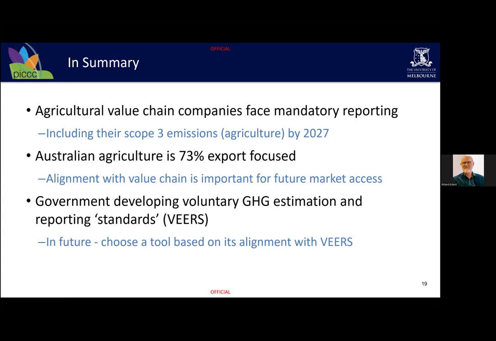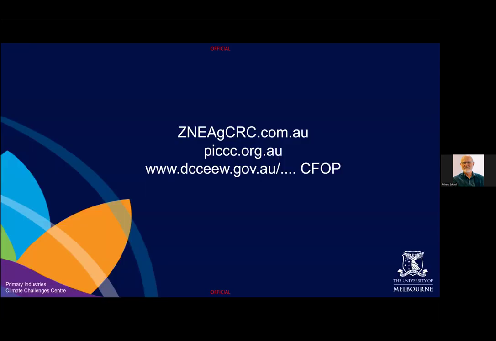And the good news is the government is developing a voluntary greenhouse gas estimation reporting standard. It's in inverted commas standard because nobody agrees that this is actually an ISO type standard. It's not an ISO 14001 standard in that sense of a standard. This is actually just a guideline or a framework. And so that'll make it simpler for us to say, let's pick a tool based on its alignment or agreement with the standard. So that brings me to the end.